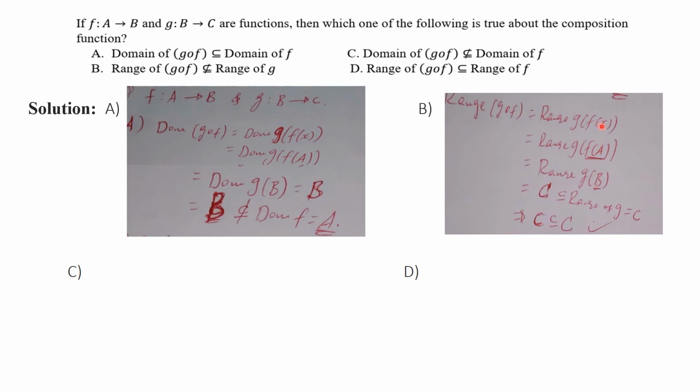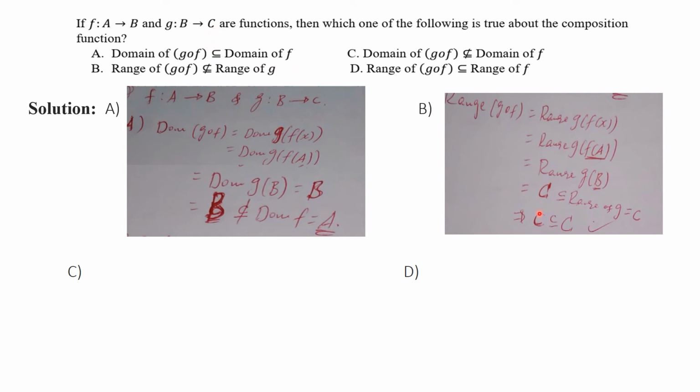F of x means, we must take the elements of A in the place of x, so since our domain is A, f of x means f of a. What we insert in place of x is a. F of a means b, because when we substitute the elements we get b. So g of f of a means g of b. The range of g of b, that is the range of g, is C. C is the subset of range of g.